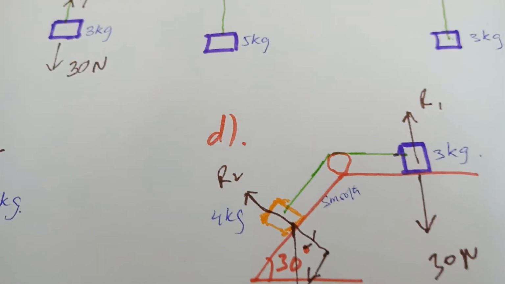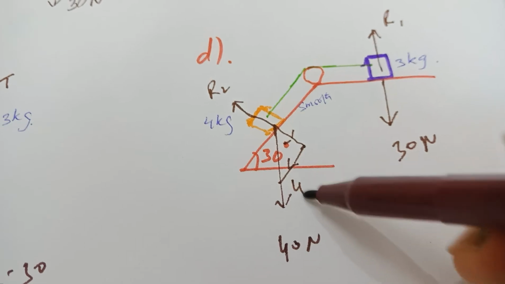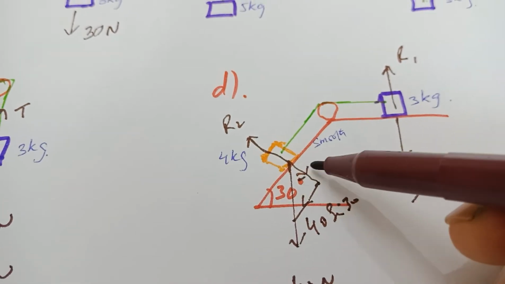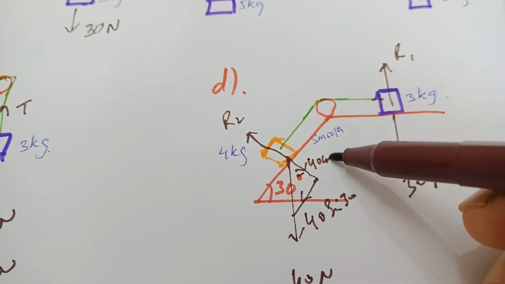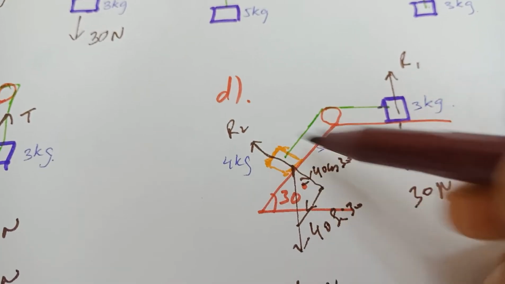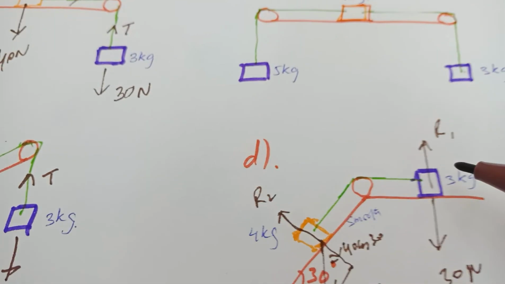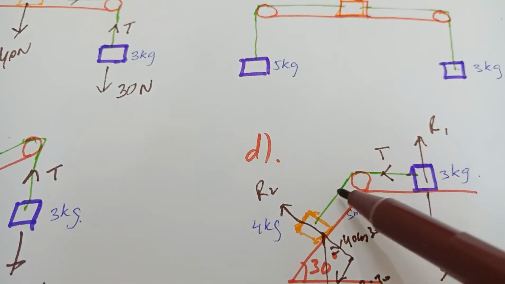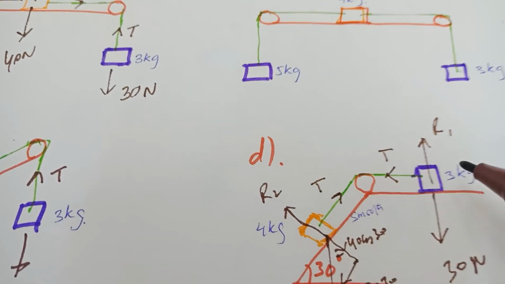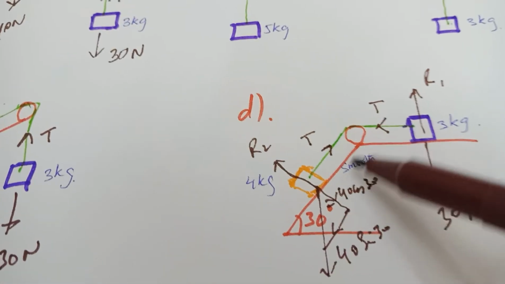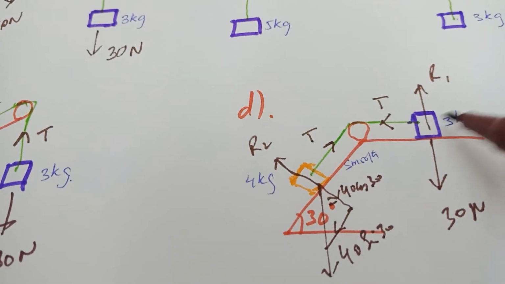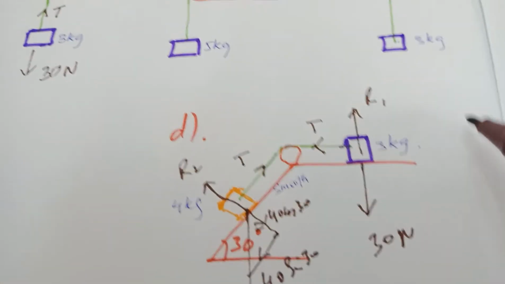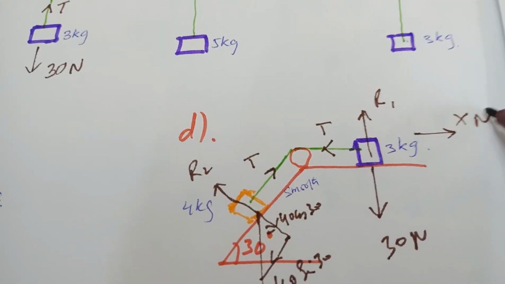This component is going to be 40 sine 30, and we don't need this 40 cos 30 because this is already smooth, so there is no need of this R over here. Here is the tension trying to pull this, and this is the tension over here. Now this surface is smooth over here, and this is obviously rough. That is why this is not moving. So let me show the frictional force towards this direction.